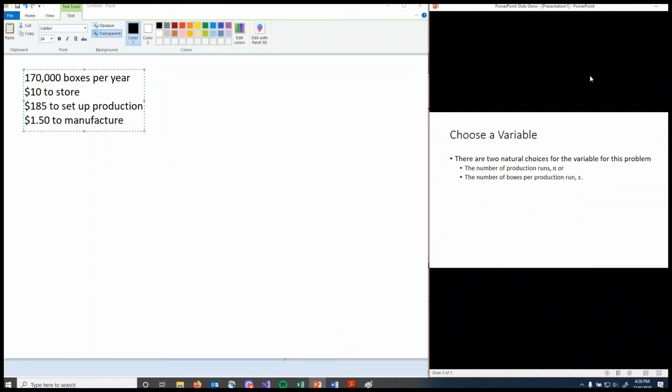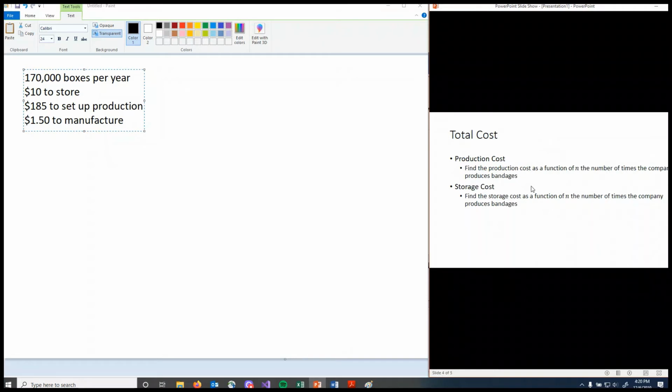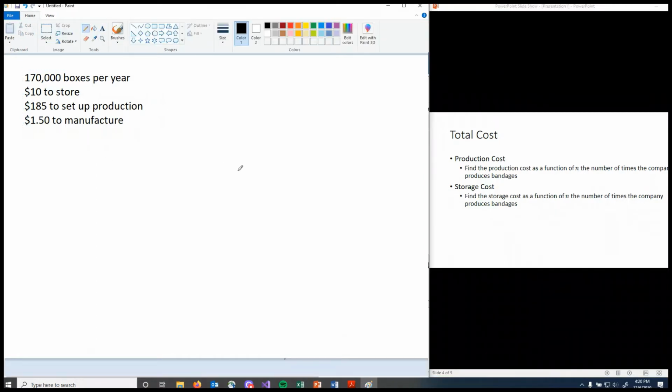Okay, so choosing a variable, there are two related variables, and we're going to choose one of them. The first variable that we could choose would be the number of production runs, call that n, or we could choose the number of boxes we want to produce per production run. Given that we're trying to figure out how many production runs we want to do, I would choose the number of production runs. But both of these will work and we should get the same answer. Okay, so total cost. We're going to split this total cost into two parts. There's going to be the production cost and the storage cost.